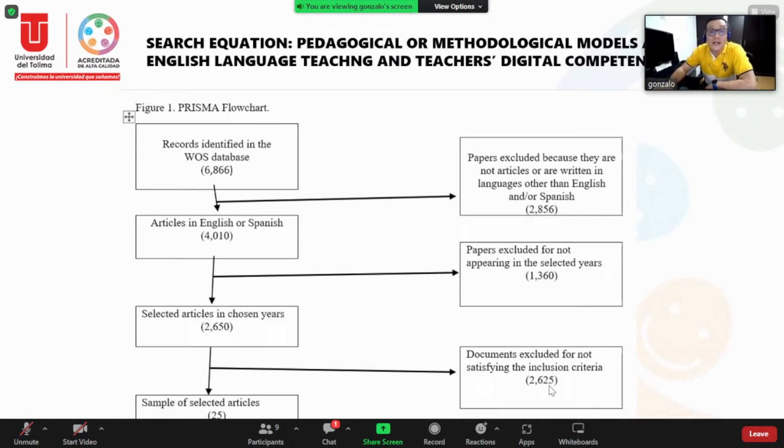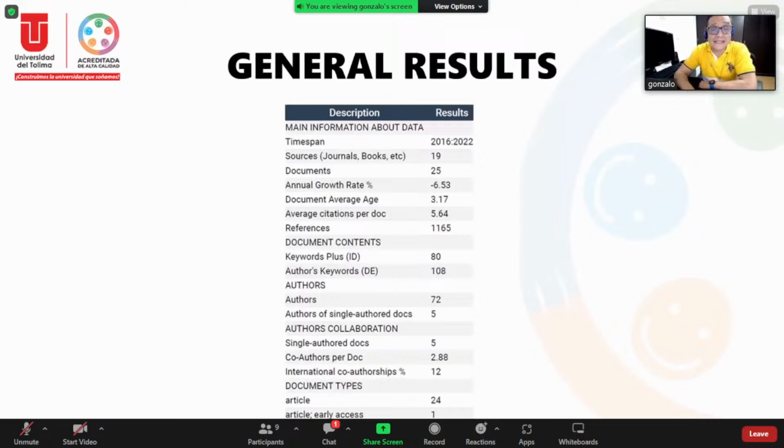It means that I had to check carefully each of the articles, the abstracts, to see if they were related to the area of knowledge I was interested in or not. I found many articles that talk about pedagogical models, but in science, in the teaching of mathematics, and in physical education. So they belong to education somehow, but they didn't belong to the area of ELT. Finally, I analyzed 25 articles. That was the sample that I got at the end of the analysis.